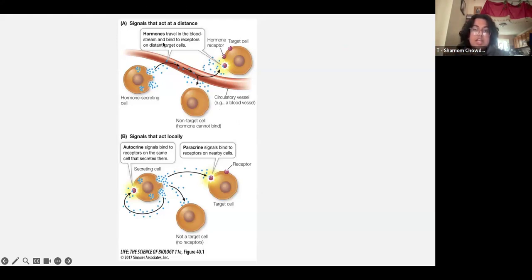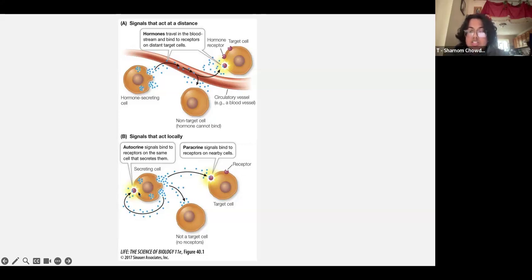And then autocrine signaling, on the other hand. Autocrine and paracrine signals are local signals. Autocrine signals bind to receptors on the same cell that secreted them. So for example, here you have a signaling cell. These blue circles are hormones that are released. They release these hormones, but they bind to a receptor within that same cell.